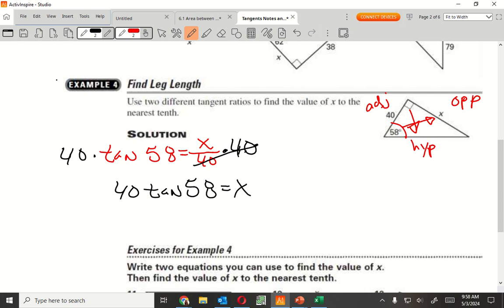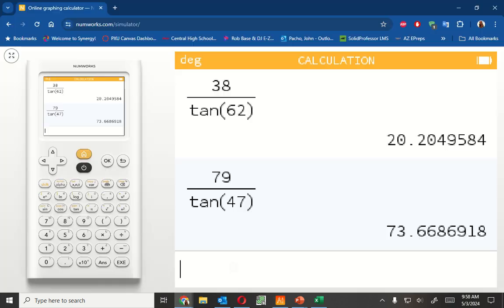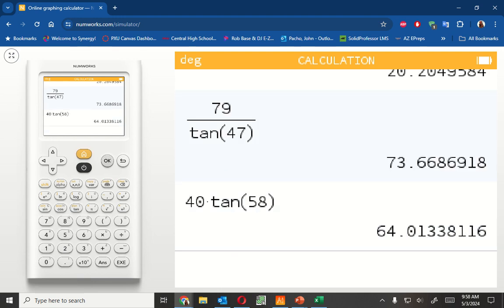Okay. 40 tangent 58. Let's plug it in. All right, so right here, my answer is going to be 60.0. Very good. 60.0.